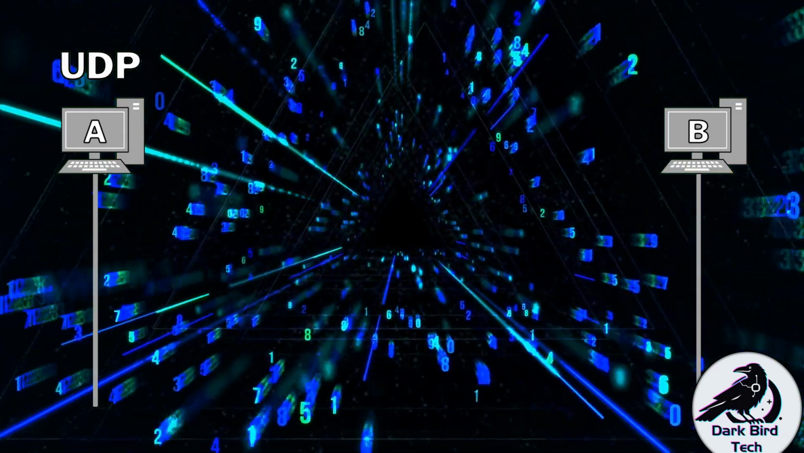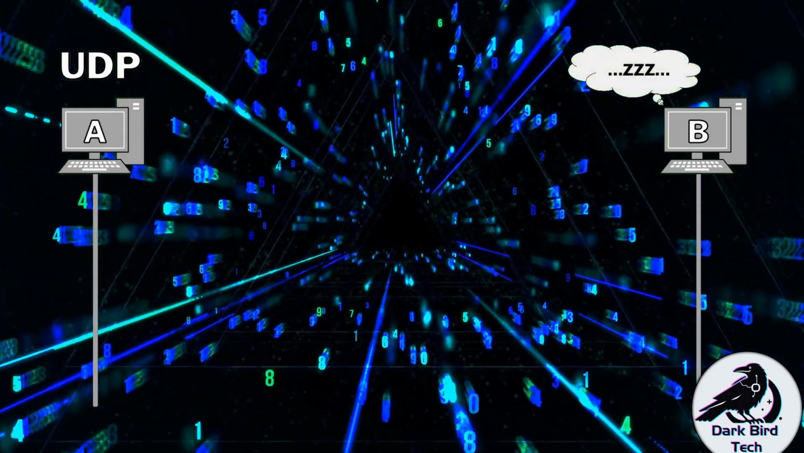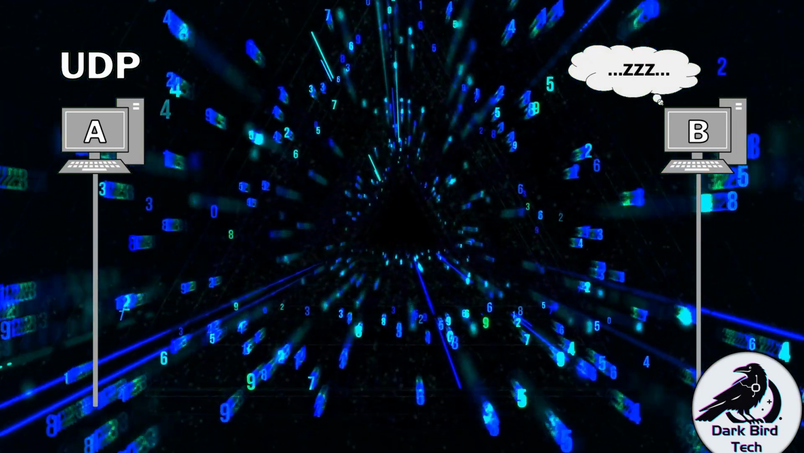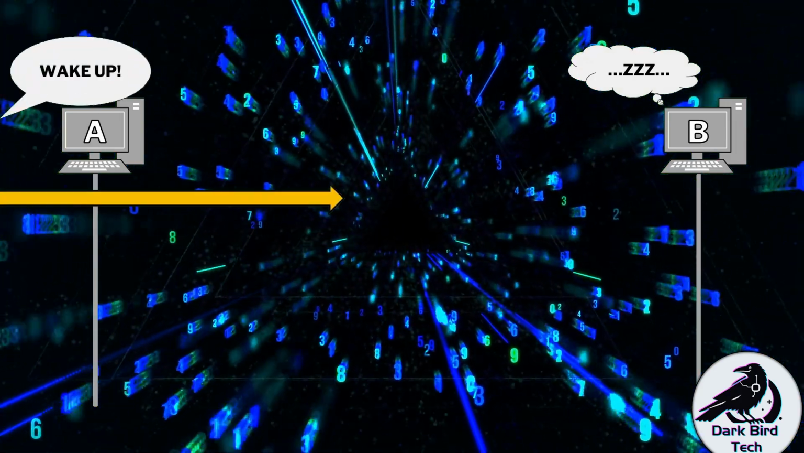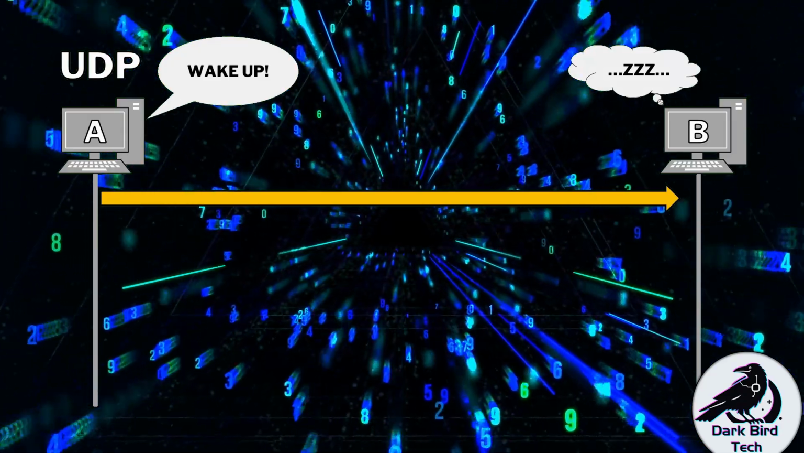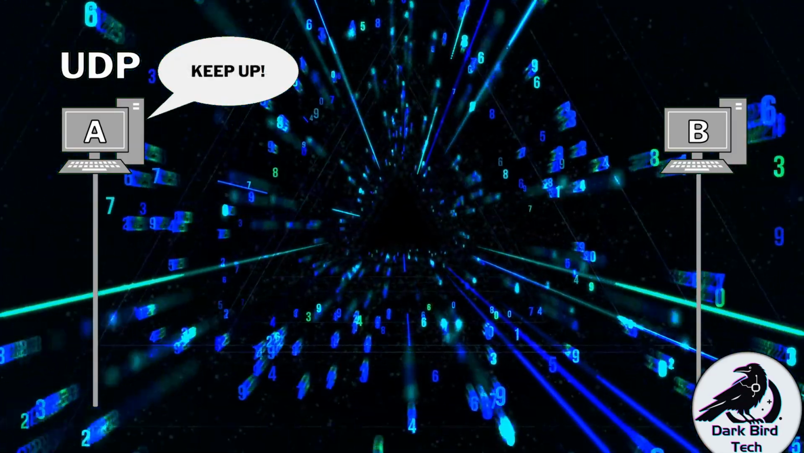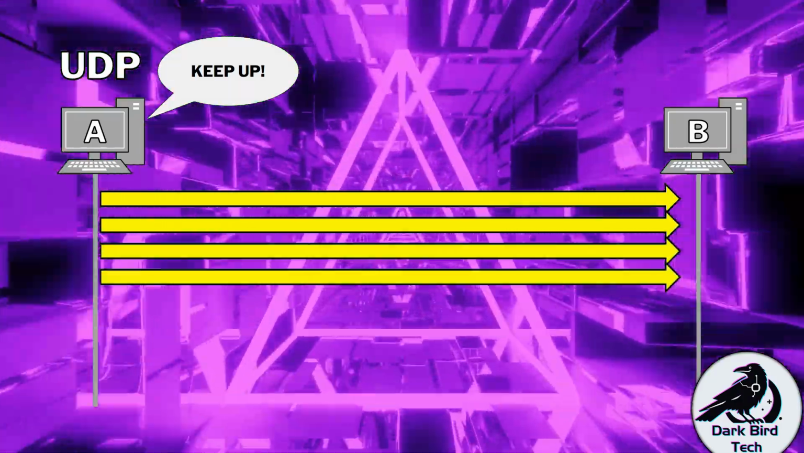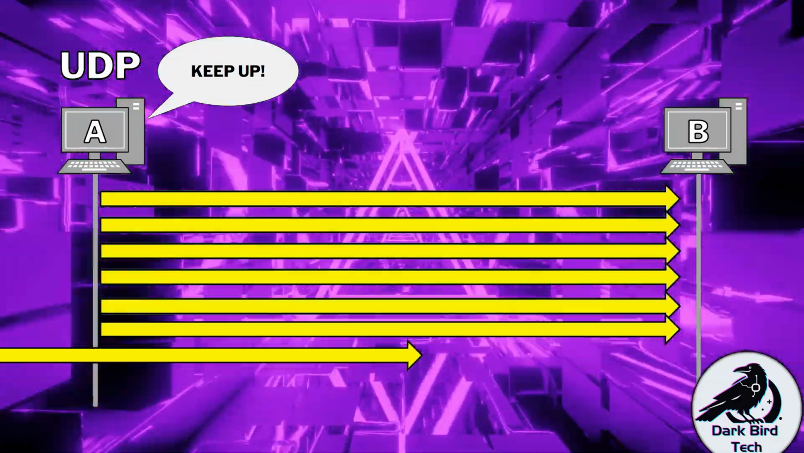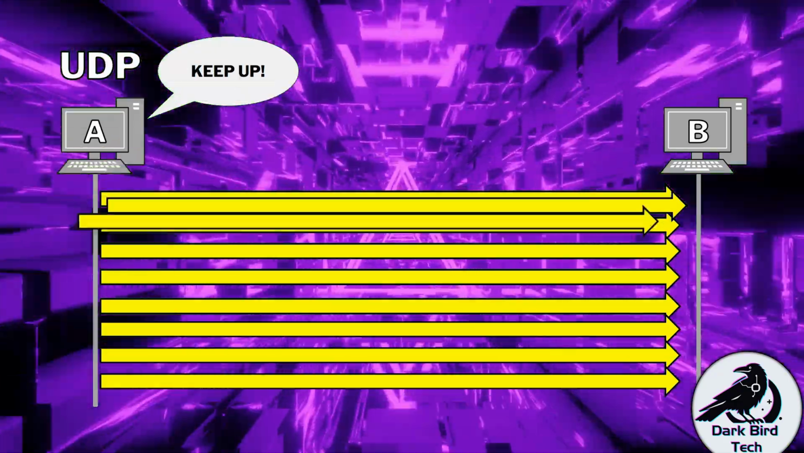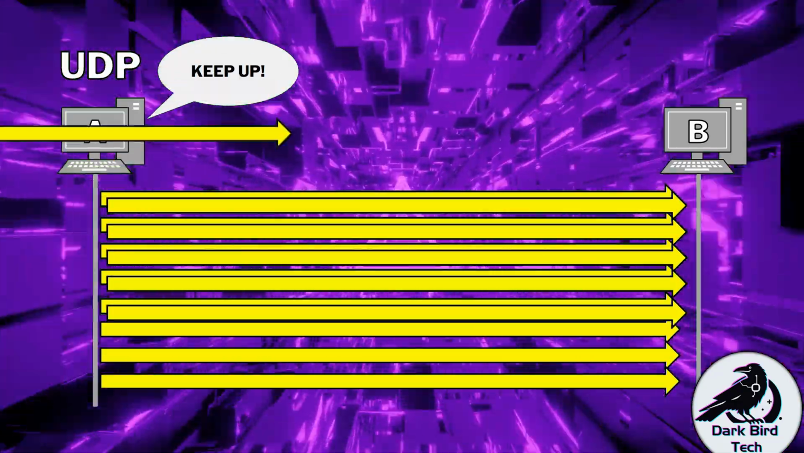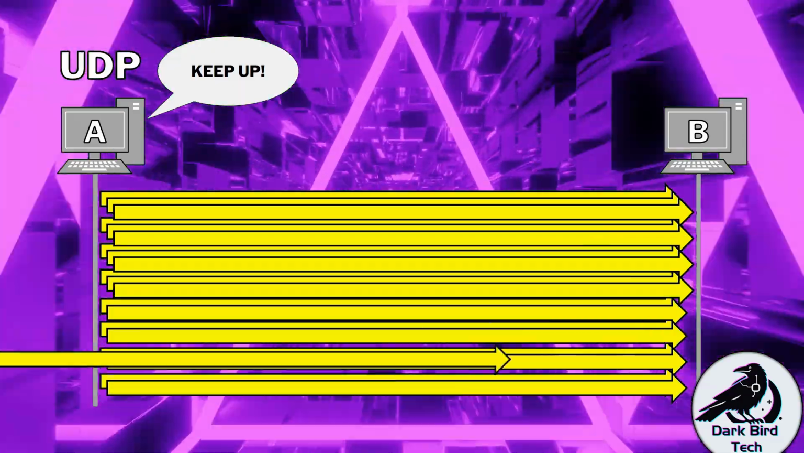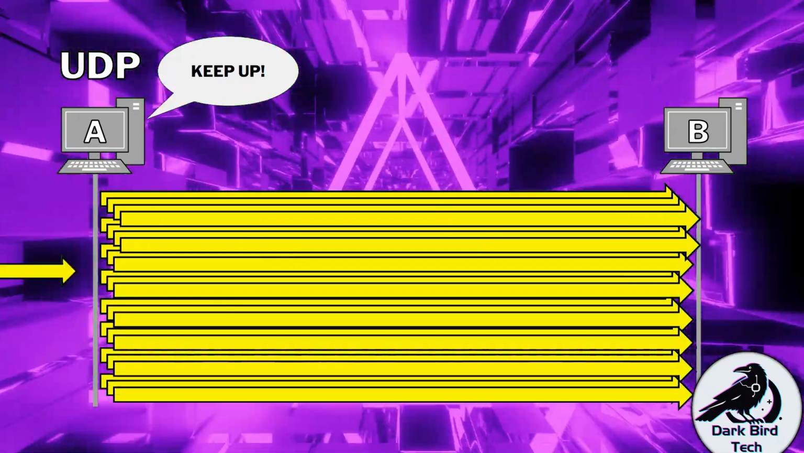Well, to give you an idea, B can be doing whatever it likes, and with UDP being used as a transport protocol, A will just yell at B to wake up and tell B to keep up with what it's about to send it, because UDP sends as much data as it can as quickly as it can. It doesn't care whether B can keep up or not. B must just do its best.